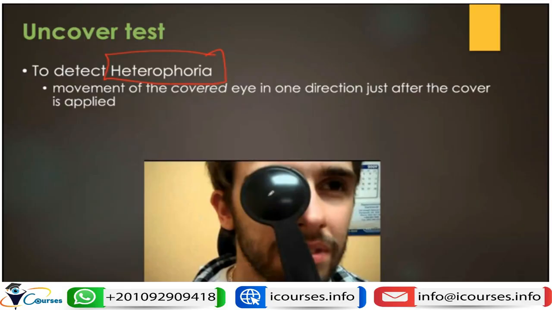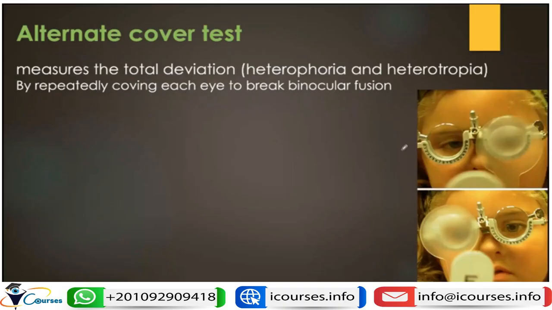So in the cover test, we cover one eye and look at the other eye, while in the uncover test, we cover one eye and look at the same eye immediately after removing the cover. If it shows any movement, then this eye has heterophoria.